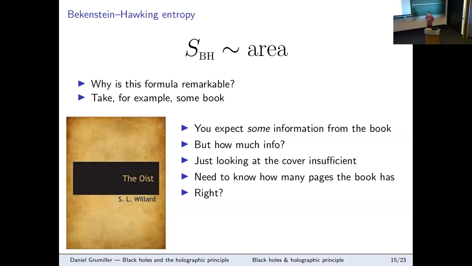And this should not just apply to books, but basically to any object that contains information. So you should look at the volume of that entity. And depending on the volume, there might be more or less information. But for black holes, this is not actually the case. In general, this is true. You need to know the volume. You need to know the number of pages of a book if you want to judge how much information is there.